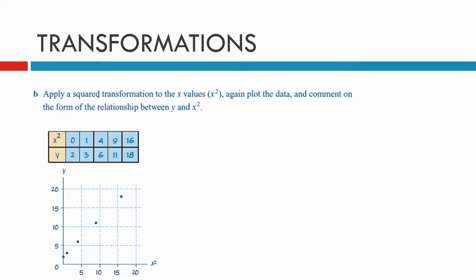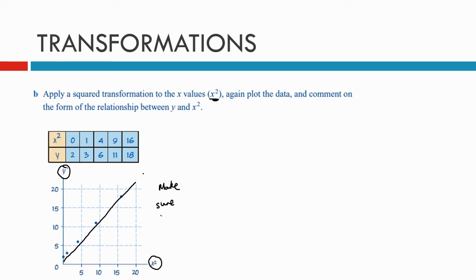Part B says apply a squared transformation to the x values, so we're doing an x squared. Again, plot the data and comment on the form of the relationship between y and x squared. So we've squared our x values and we get that, and there are our y values, still, they haven't changed. You can see on the graph we've put x squared and y on the y-axis, that's still the same. But now when we draw our line, we can see that we get a straight line. So we have changed something that is curved to something that is straight.